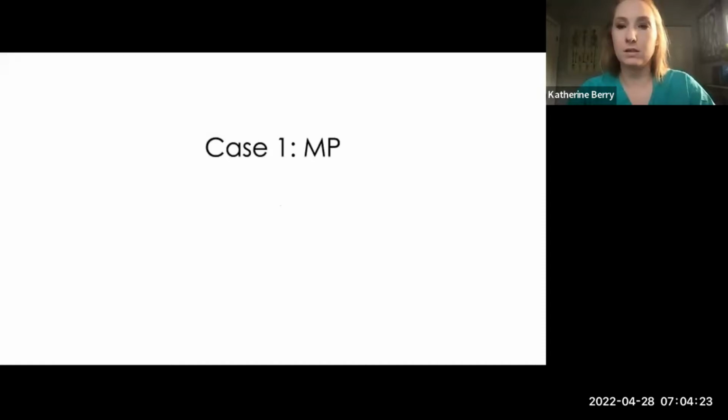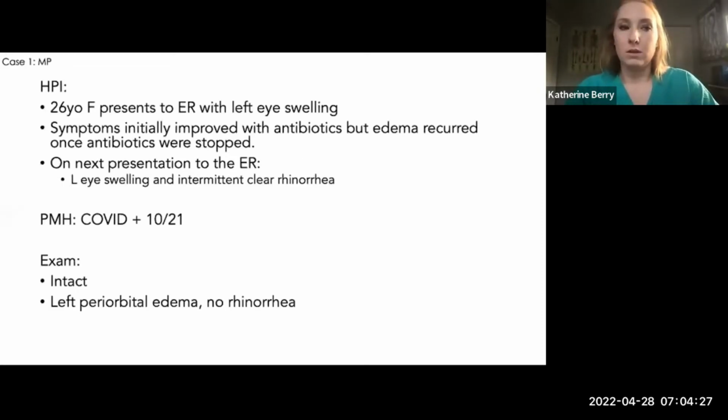Our first case is case number 1, a 26-year-old female presented to the ER with left eye swelling. The symptoms initially improved with antibiotics, but then the edema recurred once the antibiotics were stopped.